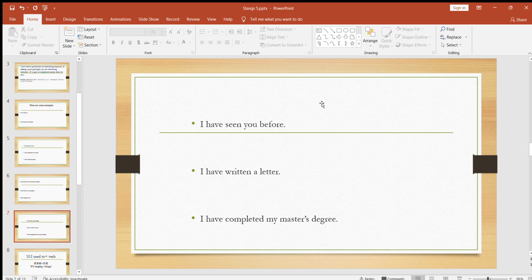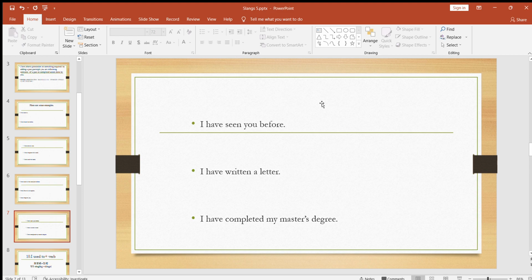Well, you may have observed one thing, that all the work or all the action, these are completed ones in this slang. When we are using I have plus a third form or a past participle, all the actions, all the work has been done here. That is what you are explaining when you use I have plus third form or past participle.